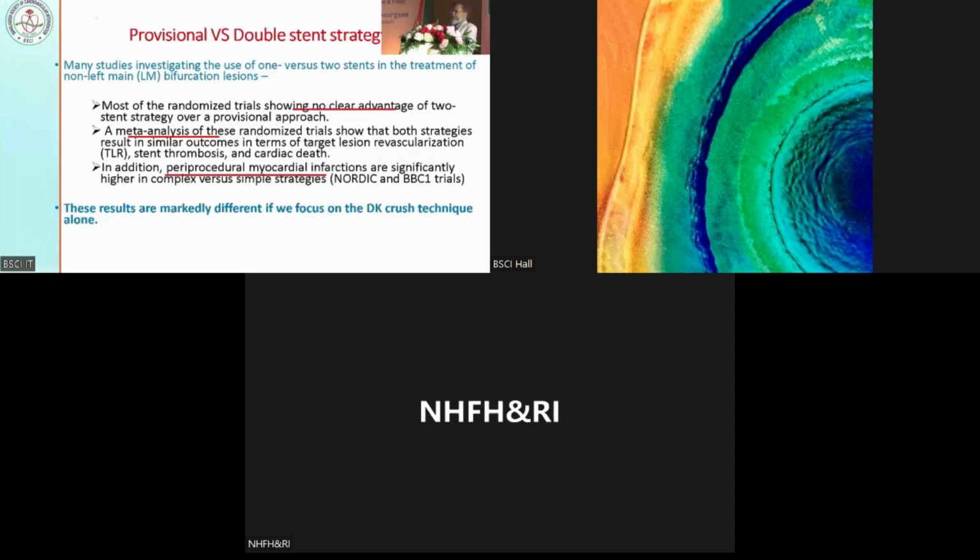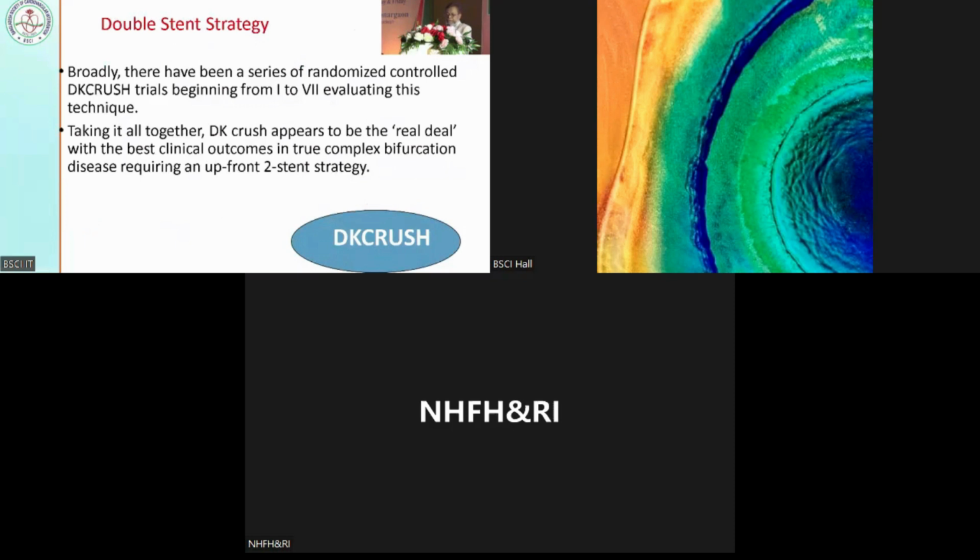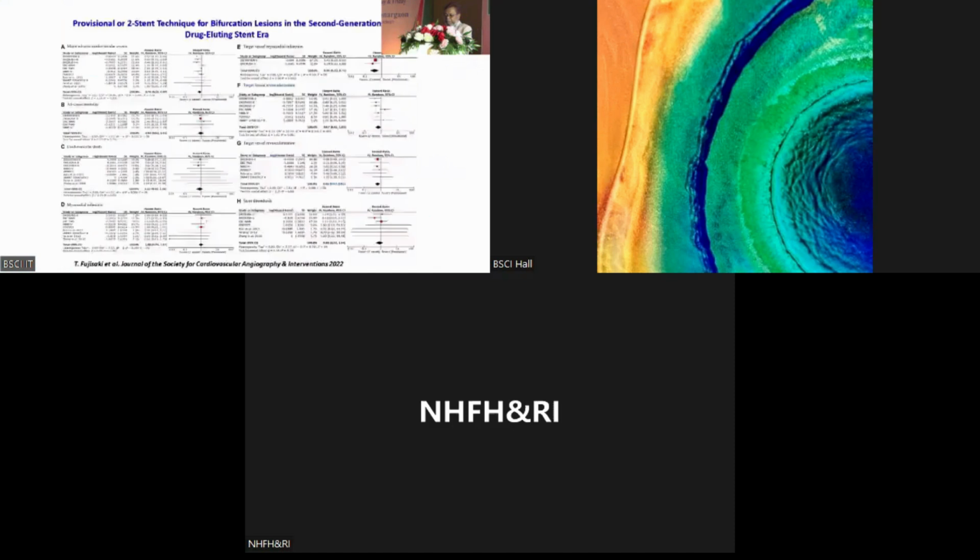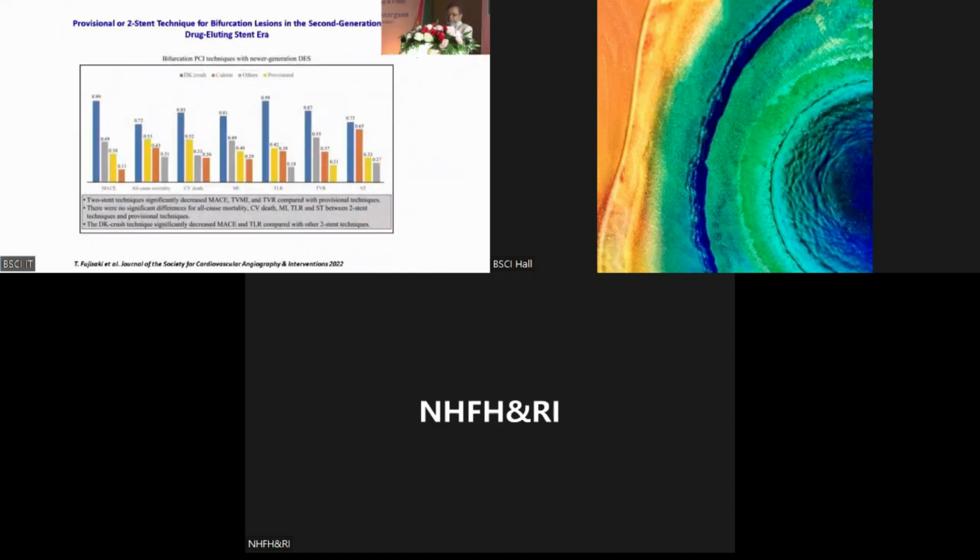Provisional strategy is superior, but whenever double stent strategy is needed, it is superior at that time for that particular patient, for that particular performer. And among double stent strategies, there have been a series of randomized controlled DK crush trials, and DK crush has superiority over all other double stent strategies. And if you see provisional versus two-stent technique for bifurcation lesions in the second generation drug-eluting stent era, they have shown the superiority in all aspects of double stent strategy.